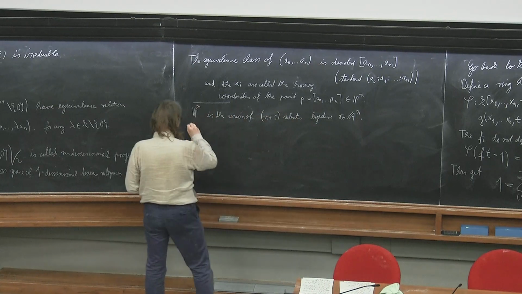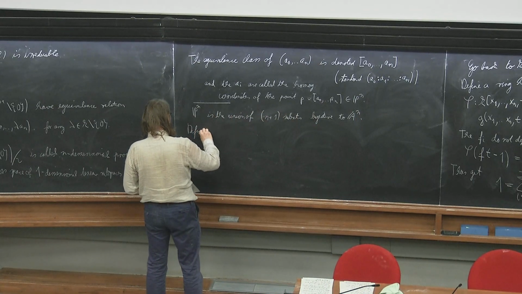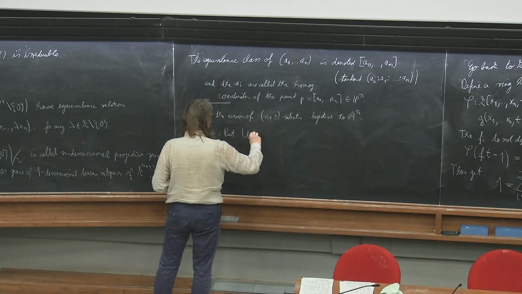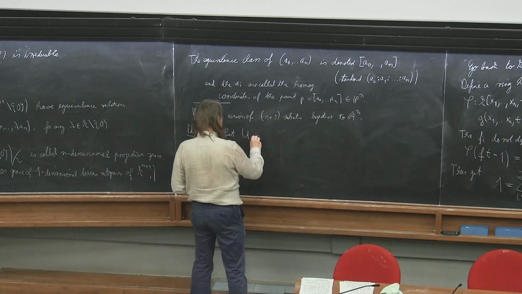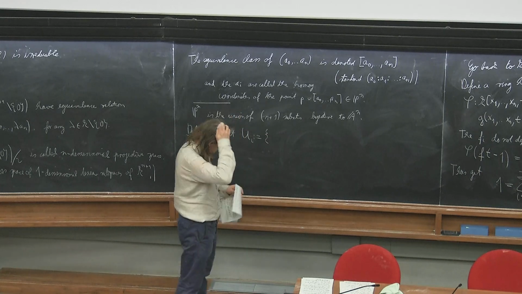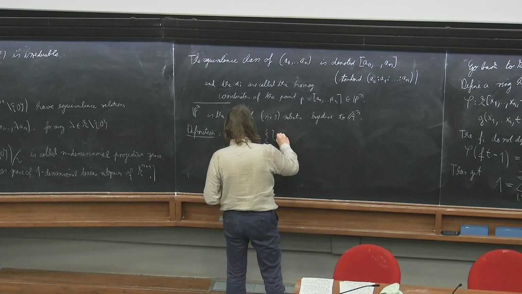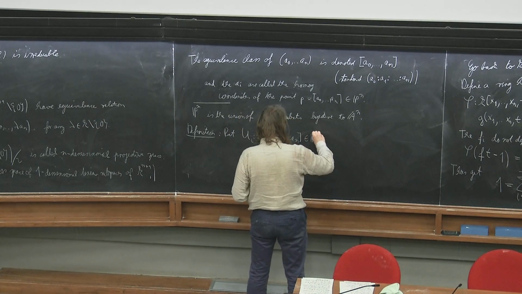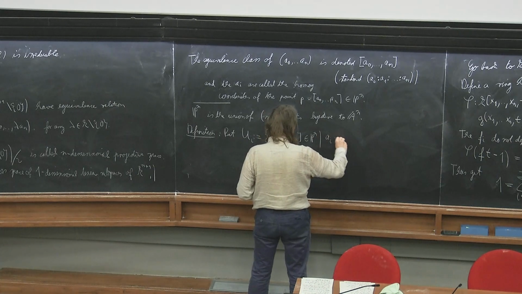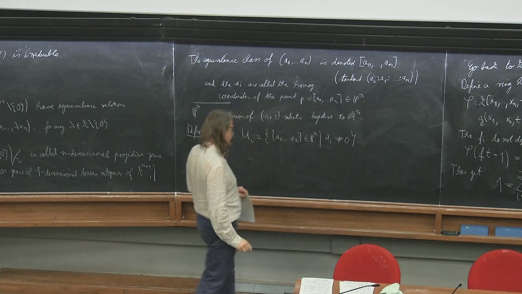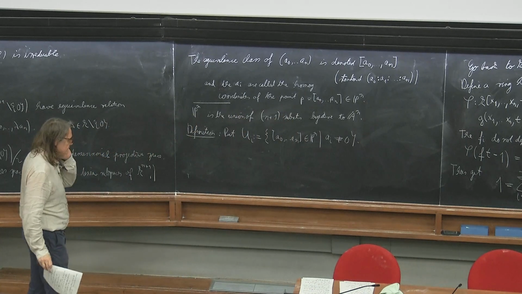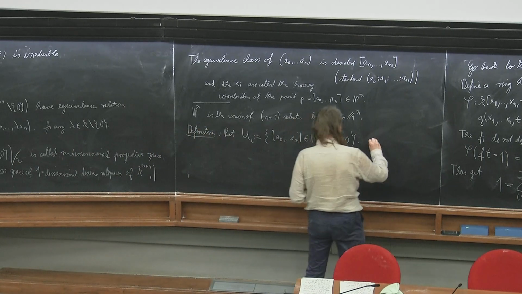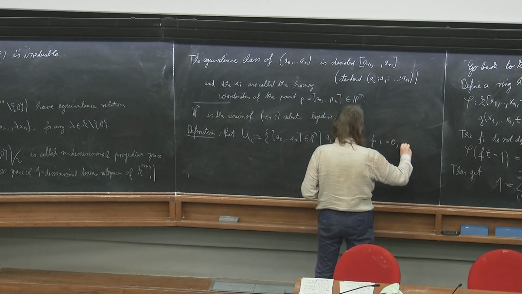So what is it? I put Ui to be the set of all the points, say A0 to An, in Pn, such that the ith coordinate is non-zero. The claim is that this is a natural bijection to A^n, for i from 0 to n.